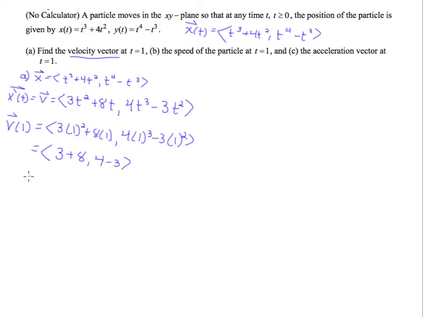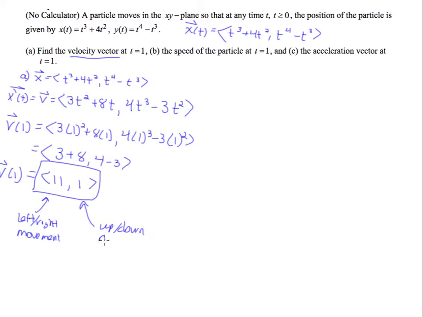And we end up with our velocity vector at 1 is <11, 1>. Although I don't know the exact path of this particle, what this velocity vector at t equals 1 tells us is whatever the path of the particle is at that moment t equals 1, most of the energy is being transferred to the right, since it's moving to the right 11 times faster than it is moving up. But it is not traveling horizontally or vertically, it's traveling along a curve.